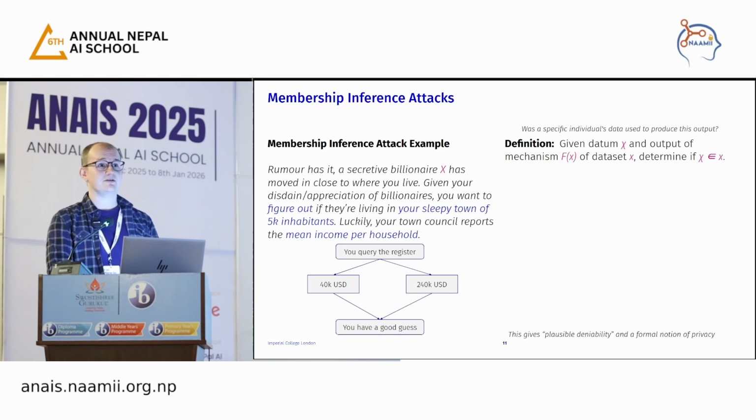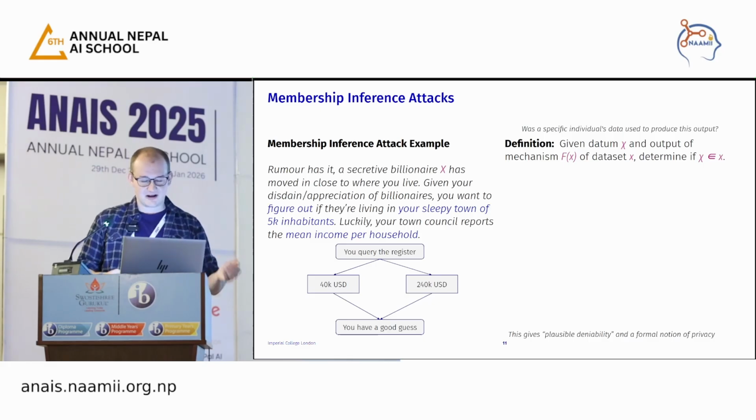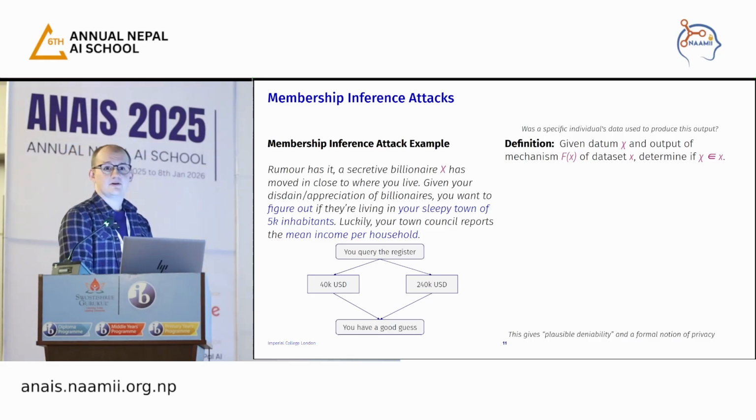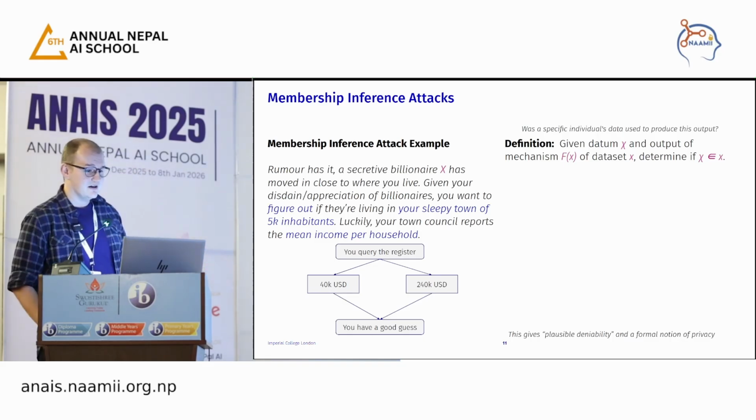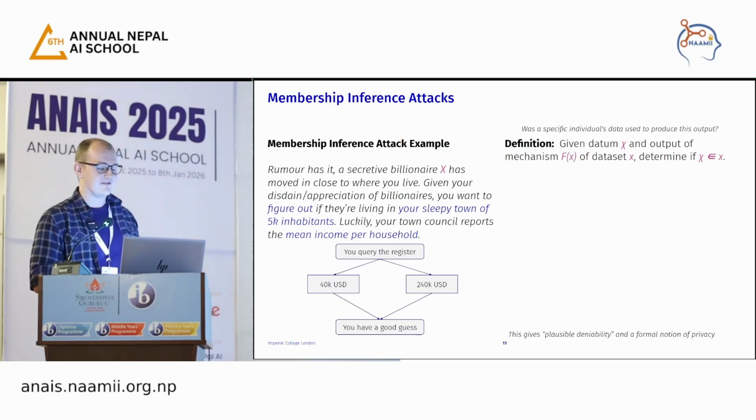We can show that even if you look at aggregates, you can guess whether someone has contributed to the output of the aggregate or not. So let's say we have a billionaire. You can make up your favorite name. He's very secretive, and he has moved somewhere close to a town where you live. And depending on whether you love or hate billionaires, you might want to figure out whether or not he's living in your sleepy town of only 5,000 inhabitants.